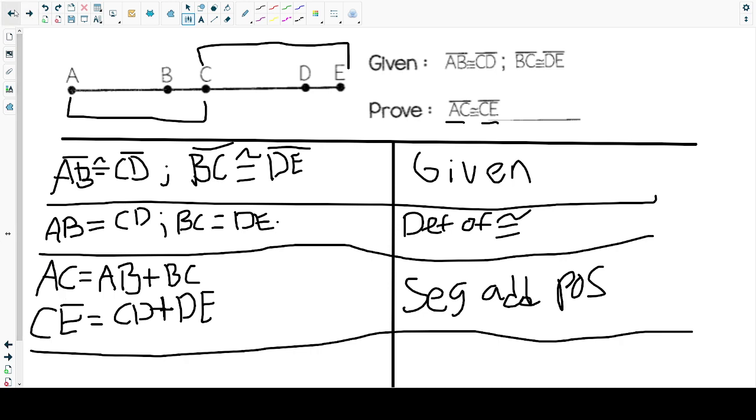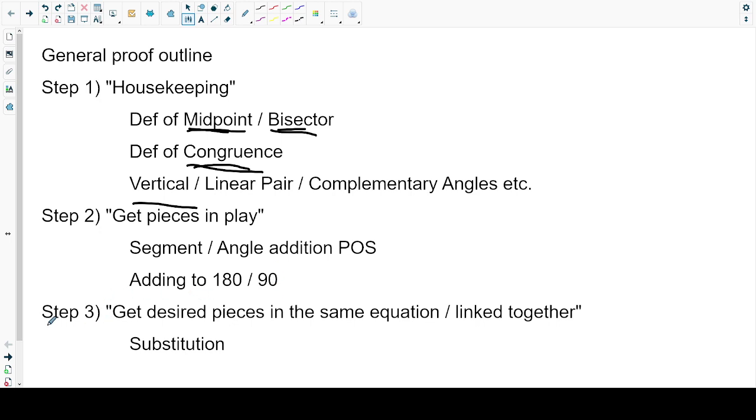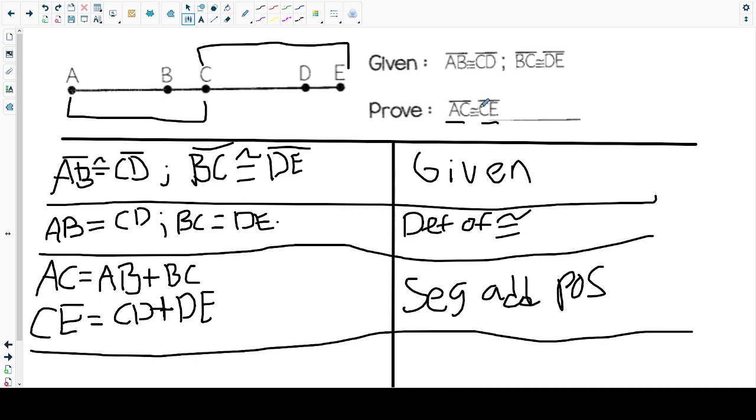This is when I dive into the third step now, which is getting the desired pieces in the same equation or linked together. So I want to get AC linked with CE. Right now they're separate. I want them linked. So then you ask yourself, is AC and CE a compound segment? Are those two things made up of more than one segment? And your answer would be yes. AC is made up of two segments. CE is made up of two segments.